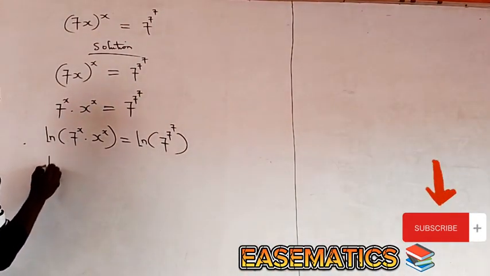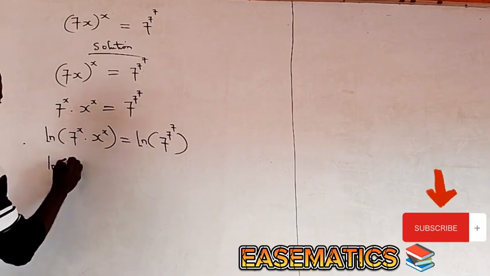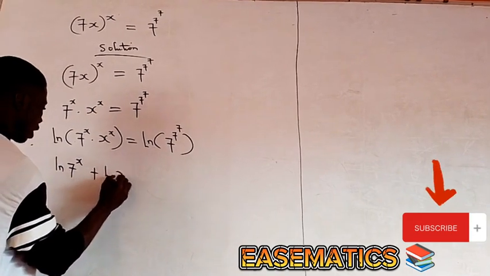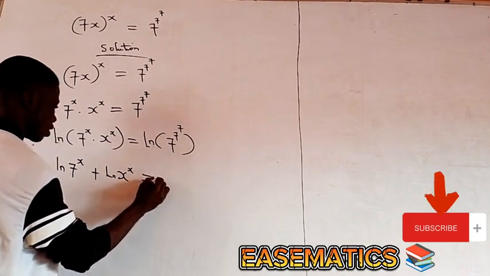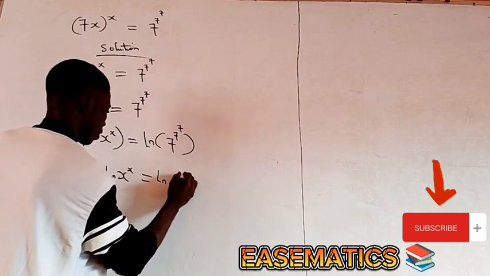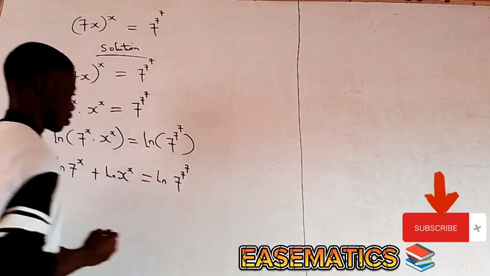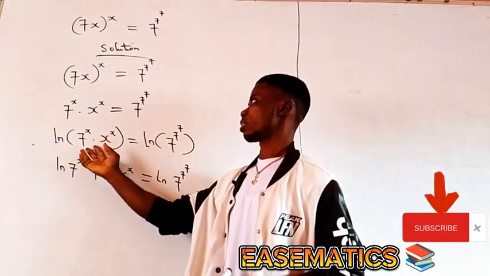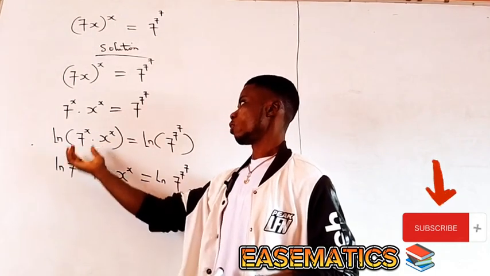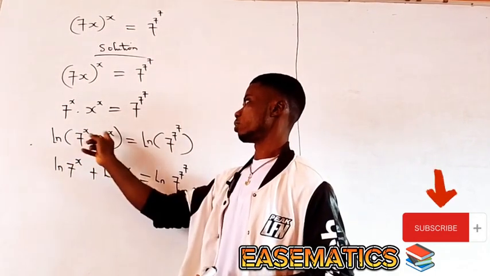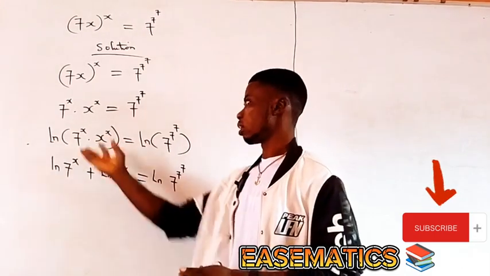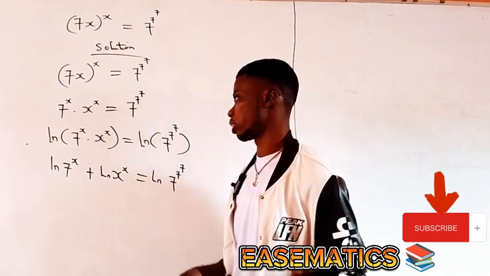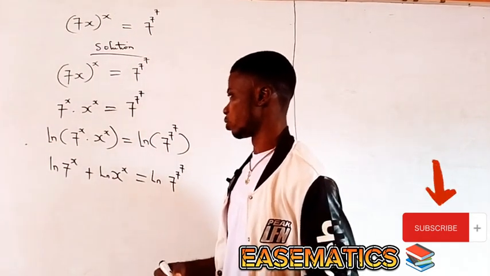Again, what is the next thing we are going to do? In logarithm, we can separate this as ln 7 to the power of x plus ln x to the power of x is equal to ln 7 to the power of 7 to the power of 7. Since in logarithm, when two numbers multiply, there is an addition of their logarithms. We are dealing with natural logarithm at this point. So what again are we going to do?